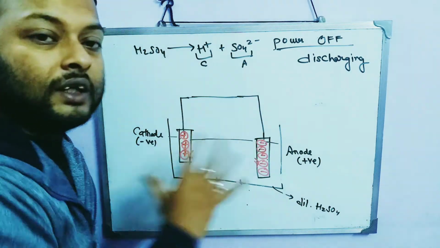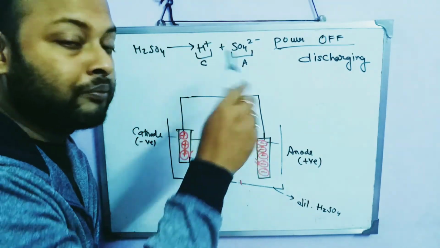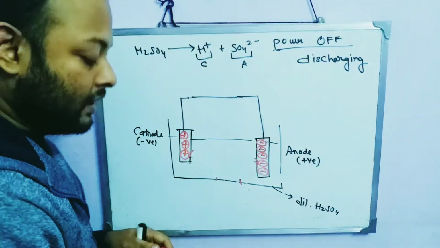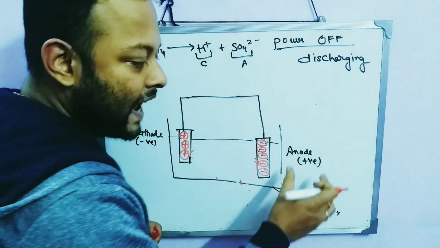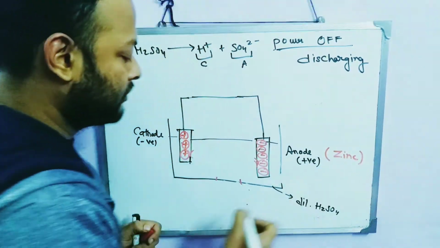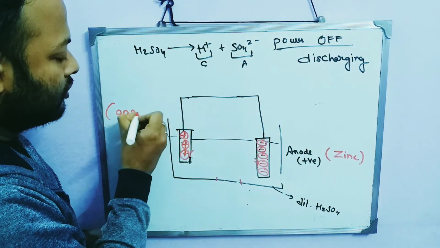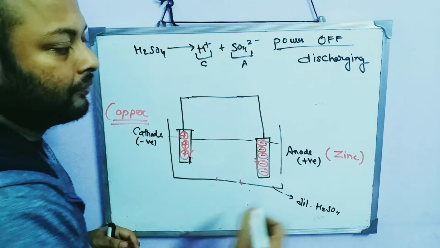Now after this, it is given in your book, when the battery is discharging. In your book, if you have seen, they have told that this anode is made up of zinc and this cathode is made up of copper.